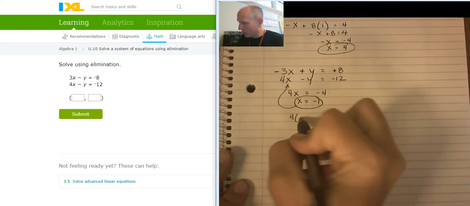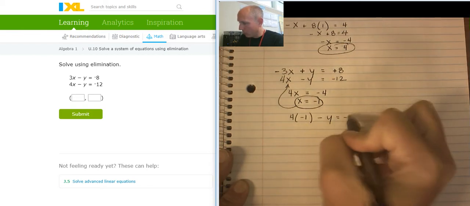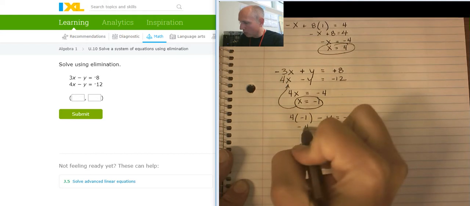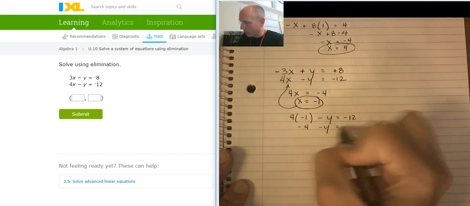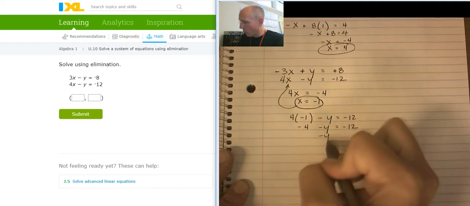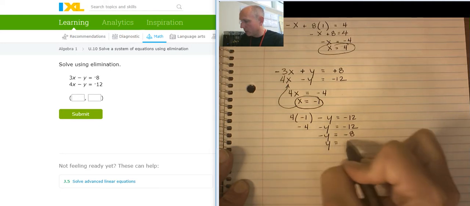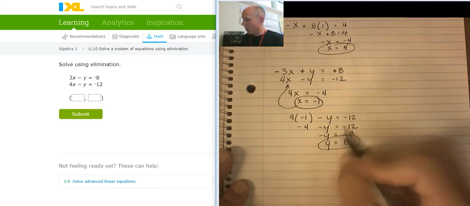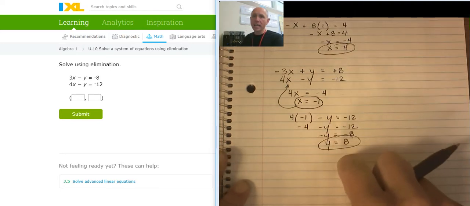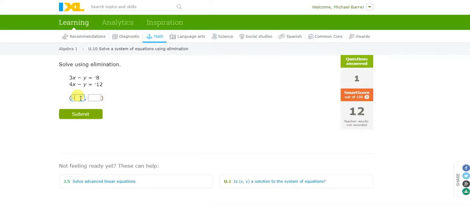4 times negative 1 minus y equals negative 12. This is negative 4 minus y equals negative 12. Adding 4 to both sides, so negative y equals negative 8. So positive y equals positive 8. There's my point at negative 1 comma 8. Negative 1 comma 8.